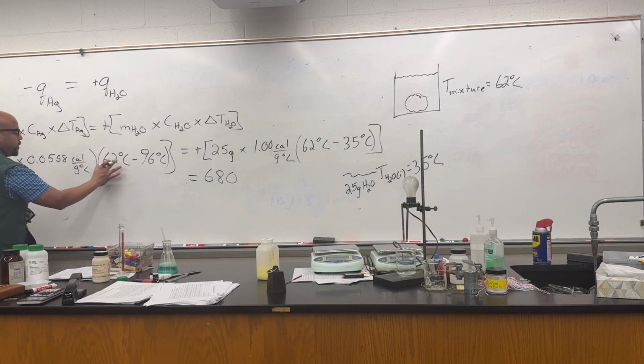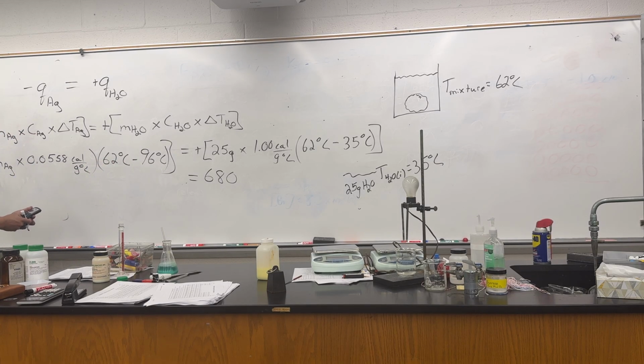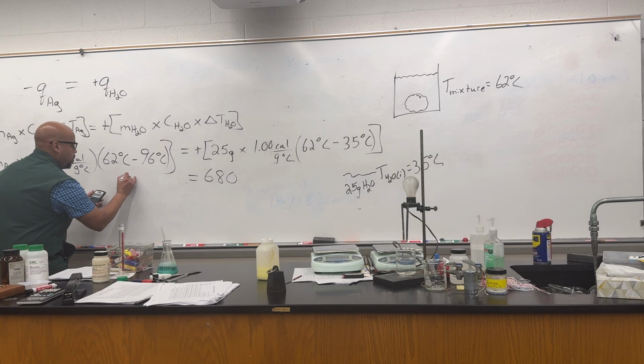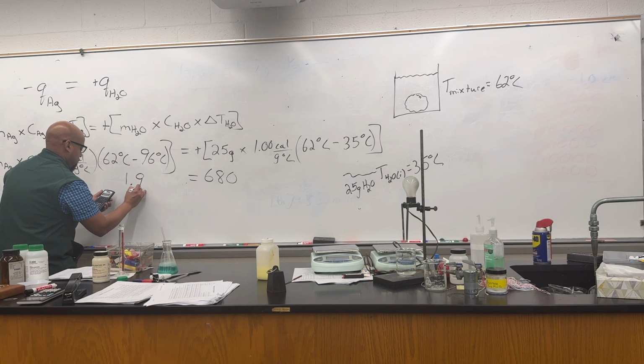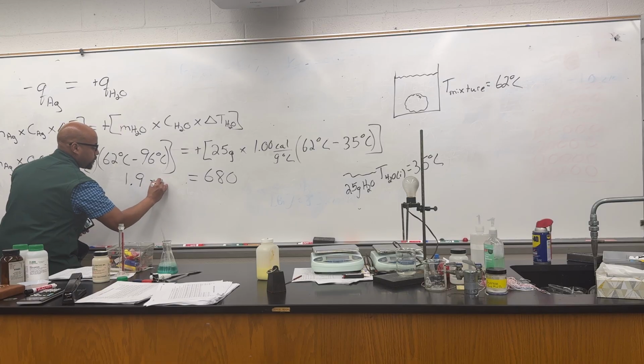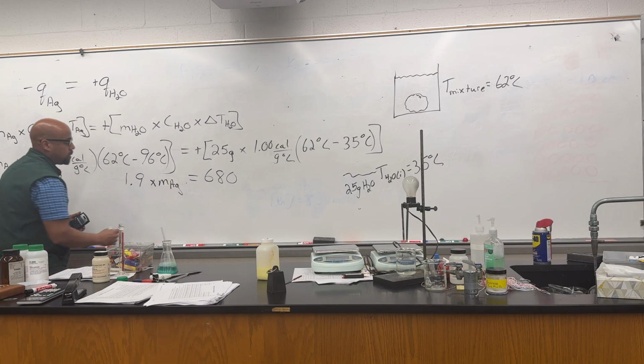Over here, I'm gonna multiply this stuff together. So I'm gonna take 62 minus the 96. That gives me negative 34. But I got a negative out here that's gonna cancel that negative and force this thing to be positive. And then multiply that times 0.0558. And what I'm gonna end up getting now is 1.9 times the mass of Ag.